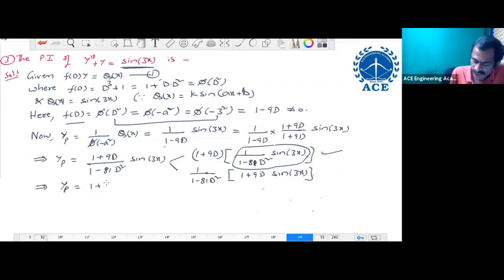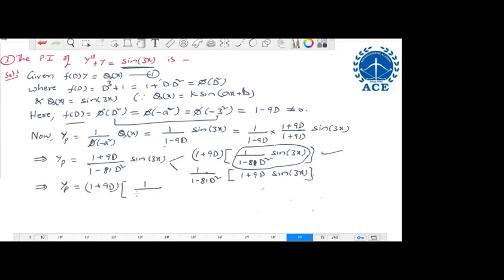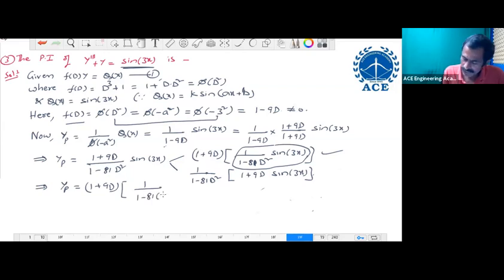yp equals (1 plus 9D) into 1 by (1 minus 81 into D square), in place of D square, minus 9, of sine 3x. So this is completed, this is evaluated. On the resulting function, we operate 1 plus 9D. We operate the 1 plus 9D on this function. Therefore, yp equals 1 into this function.